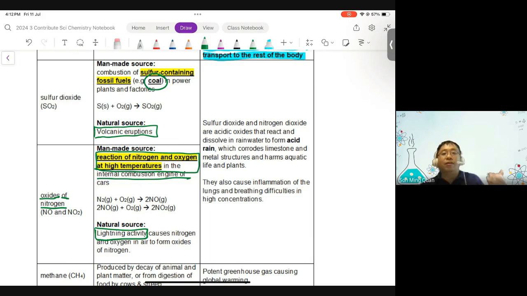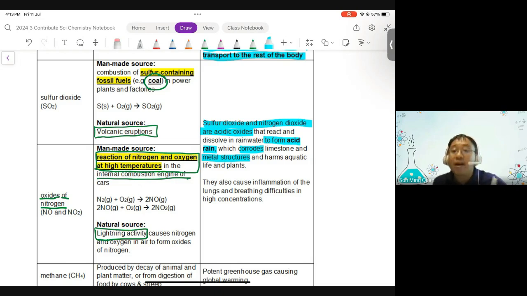So both sulfur dioxide and the oxides of nitrogen, they are considered acidic oxides. And because they are acidic oxides, they can react and dissolve in rainwater to form acid rain. That means the rainwater that falls becomes very strongly acidic. The pH is very, very low. Now, because the rain is acidic, you can think, what will acids react with? You have learned in Sec 3, acids can react with metals. And that's why it will corrode or destroy metal structures.